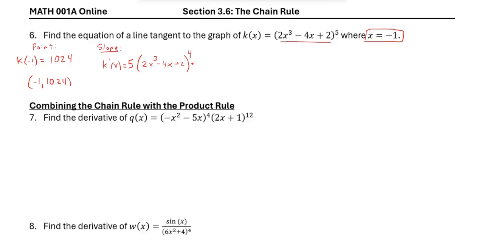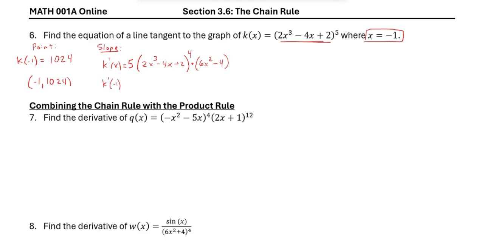All right. But then don't forget to multiply by the derivative of what's inside. The derivative of 2x cubed is 6x squared, and then the derivative of 4x is 4. And the derivative of 2 is just 0 as a constant. So that is our derivative. But we want that value where x is -1. So we're going to plug -1 into that whole derivative.